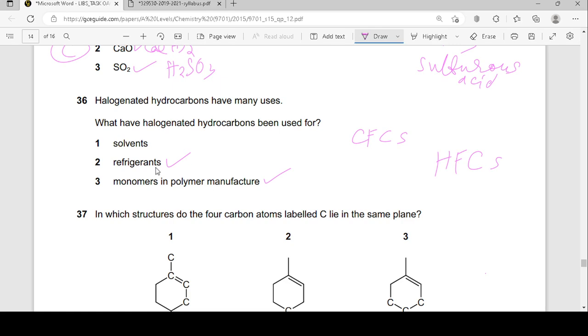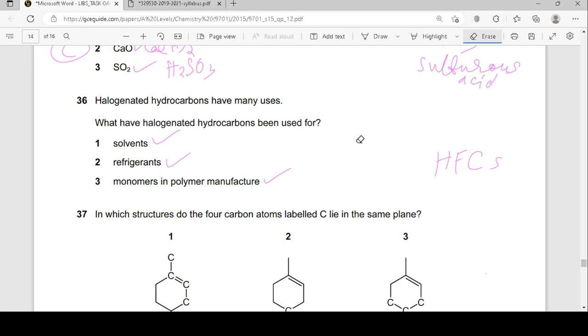So, yeah, and then solvents, halogenated hydrocarbons have been used as solvents. I mean, why not? Can I think of any place where they have been used as solvents? CH3CH2Cl. Is that a solvent? I don't know, man. But I'm assuming that they could be used as solvents. Maybe there is some example that we've studied in our syllabus, but I just cannot remember it right now. Anyways, for free radical substitution, you do use, for example, bromine in an organic solvent.